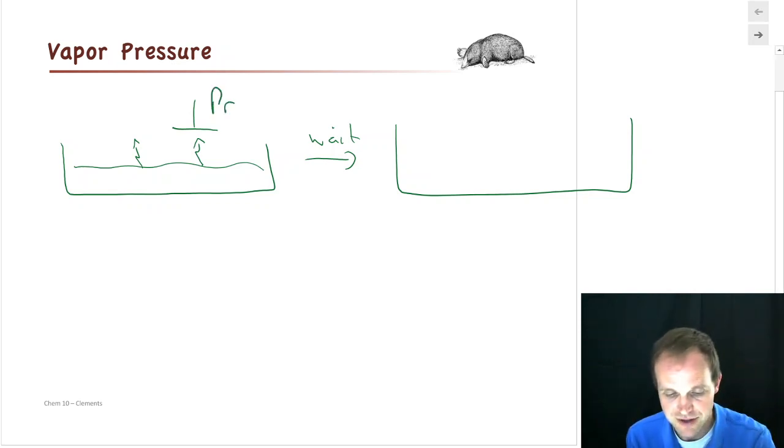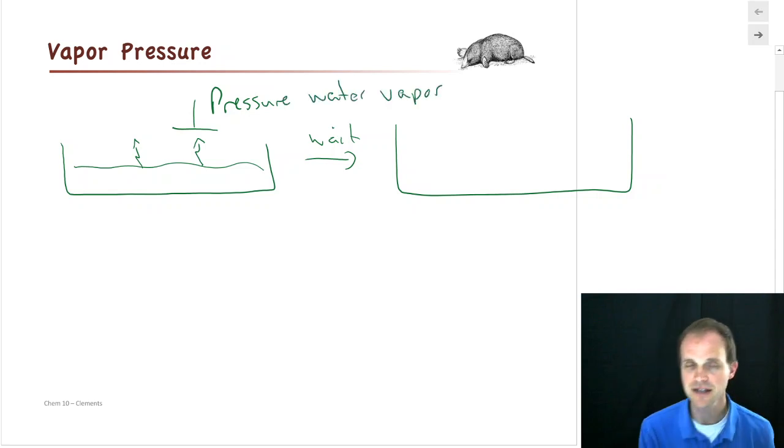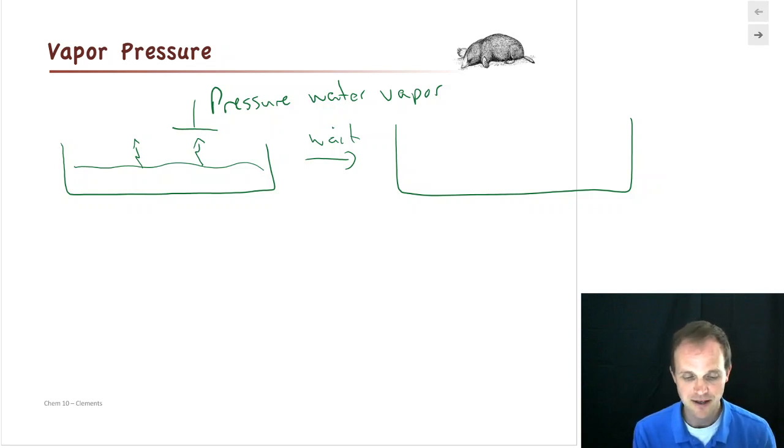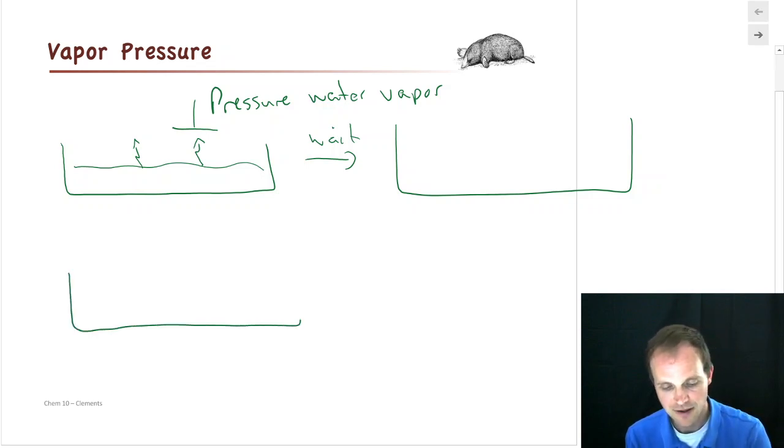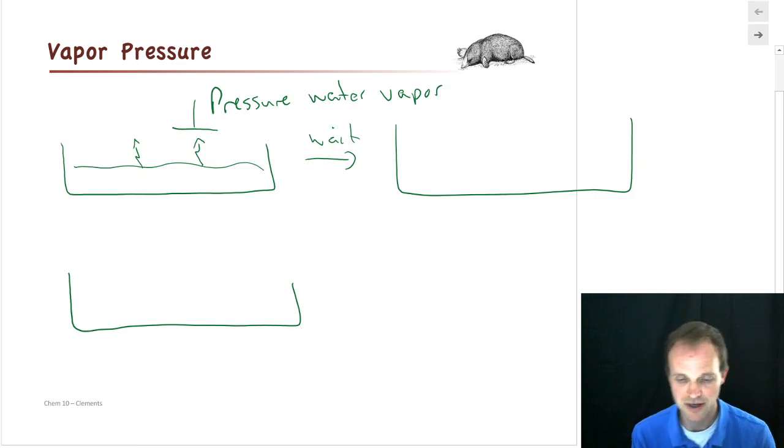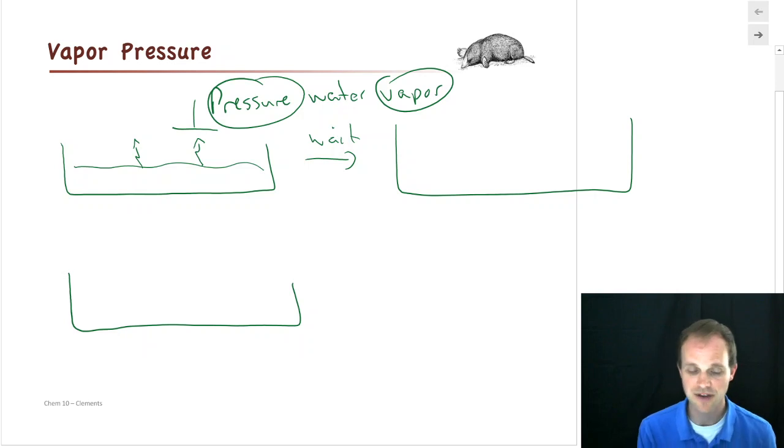And we could measure the pressure of the water coming off of that liquid. And we'd have to distinguish that from the air around it, which has its own pressure, right, about 1 atmosphere. But if we could do that, then we'd be able to measure that. Now, that's what we call our vapor pressure, right? So measuring the pressure of the water vapor is our vapor pressure.